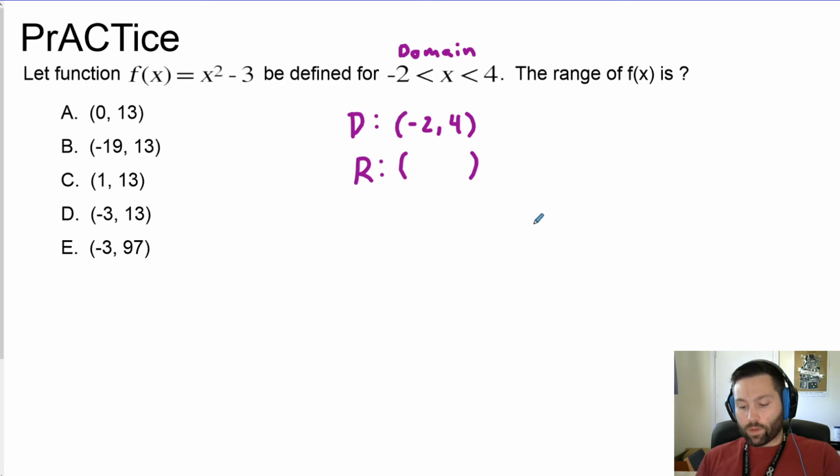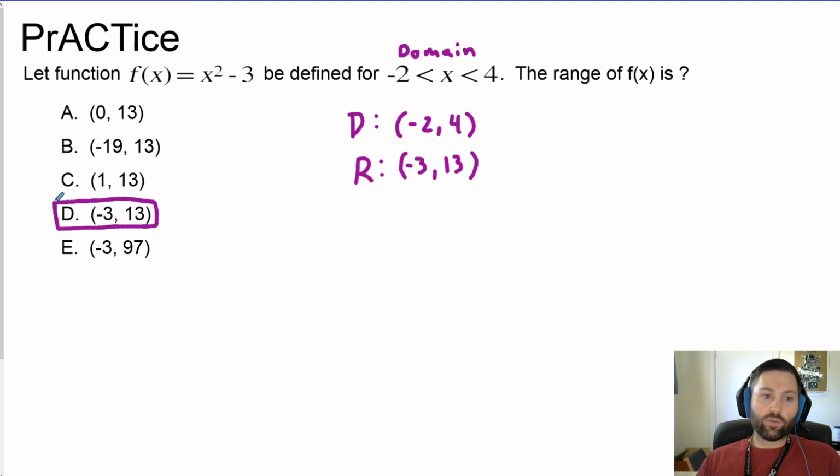And now, if I were to actually substitute a -2, a -2 would give me 1, and 4 would give me 13. But if I look at the table of the graph, like I'm doing right here, I actually see that 1 is not the lowest point on the graph. The lowest point on the graph is actually -3. And the highest point on the graph, the highest y value between -2 and 4, is 13. So the range would be letter D, from -3 to 13.